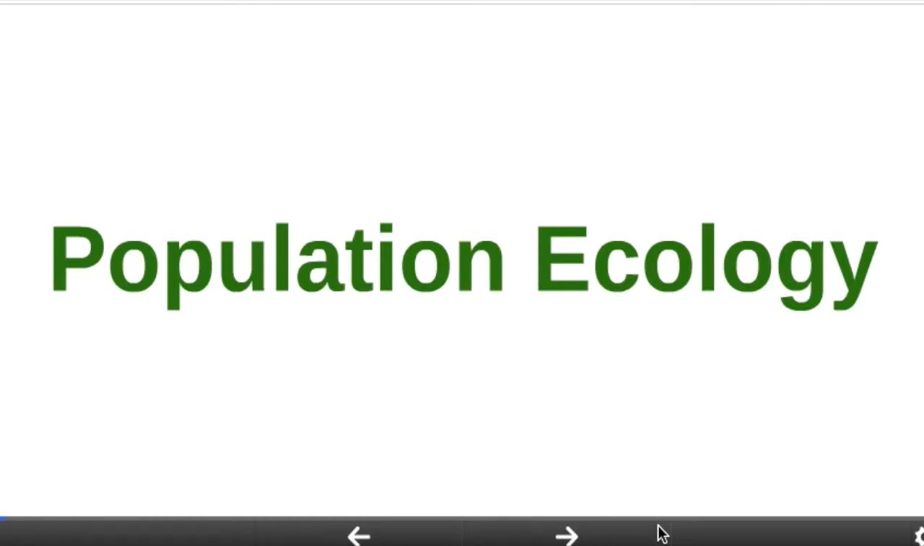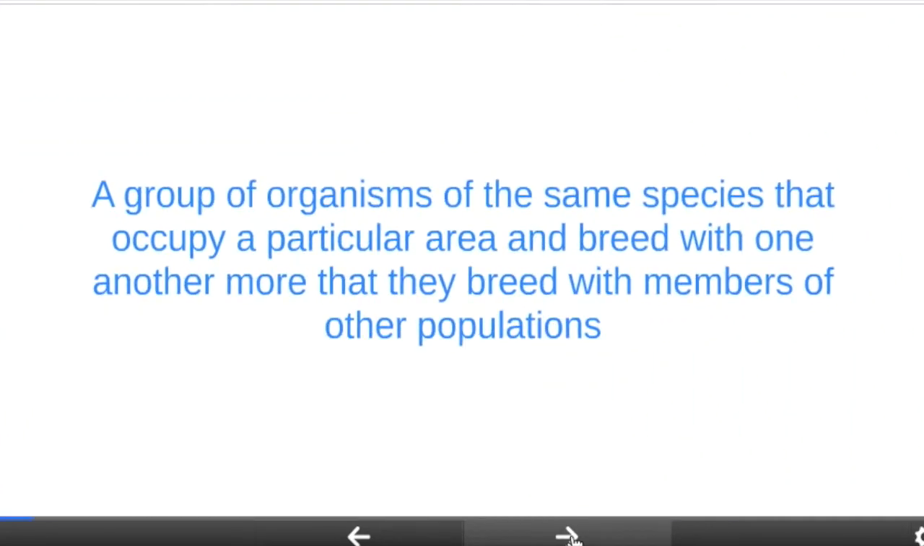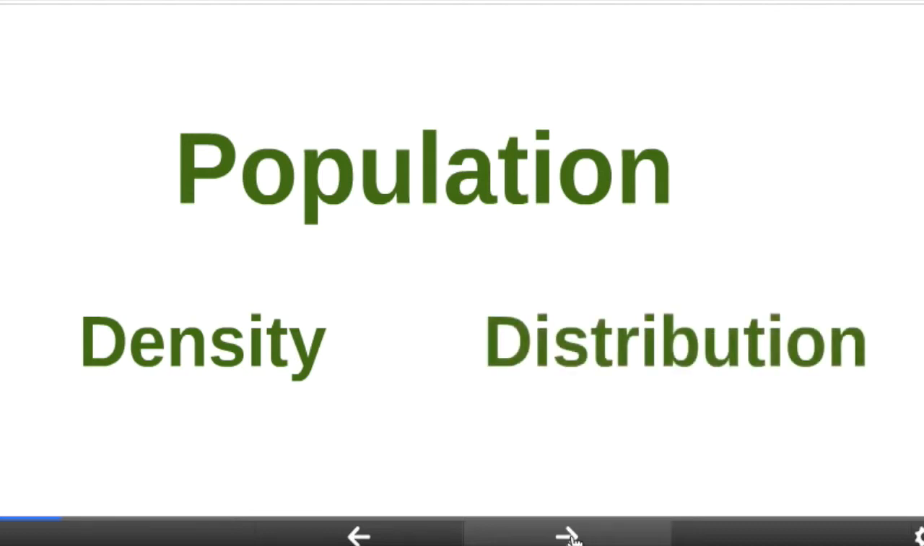In this lecture, we're looking at population ecology. To understand population ecology, we must first understand what a population is. A population is a group of organisms that are the same species living in the same area at the same time. When dealing with populations, there are a couple of very important factors to consider, and that is population density and population distribution.